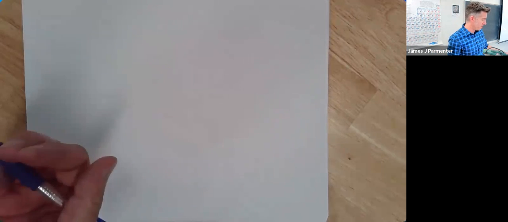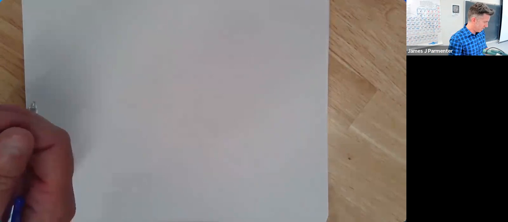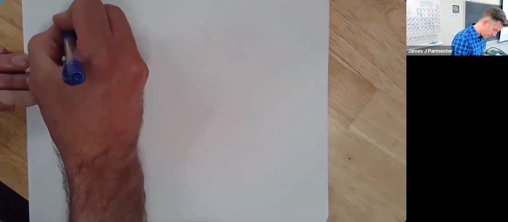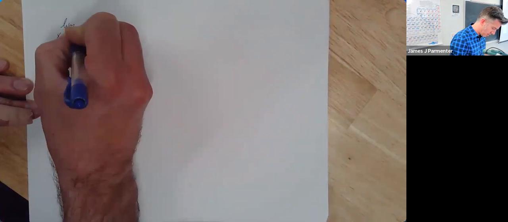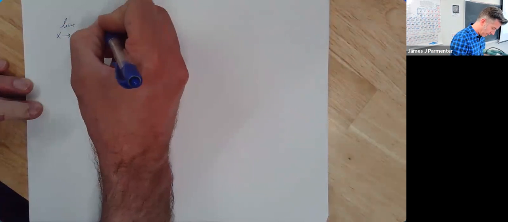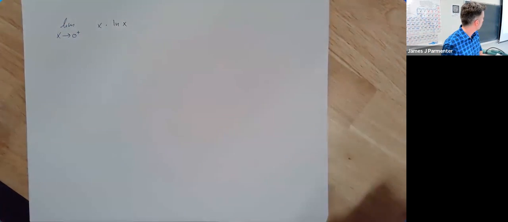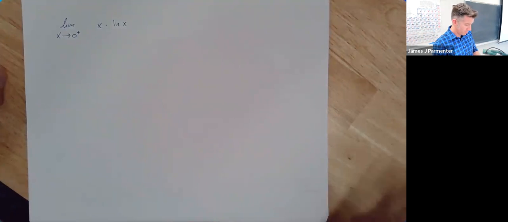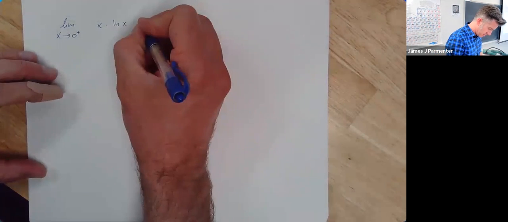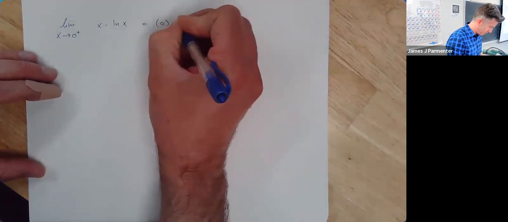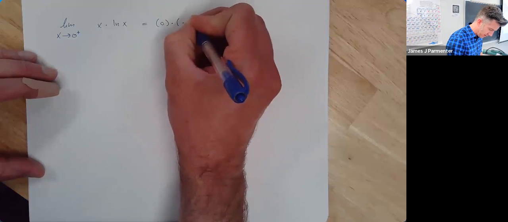Sometimes we have things that are not 0 over 0 or infinity over infinity to start off with. Let's do that one. Like the limit as x approaches 0 from the right of x times natural log of x, which if we plug in is a 0 times a negative infinity.